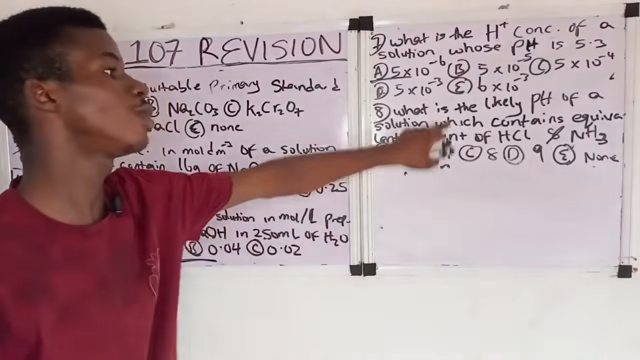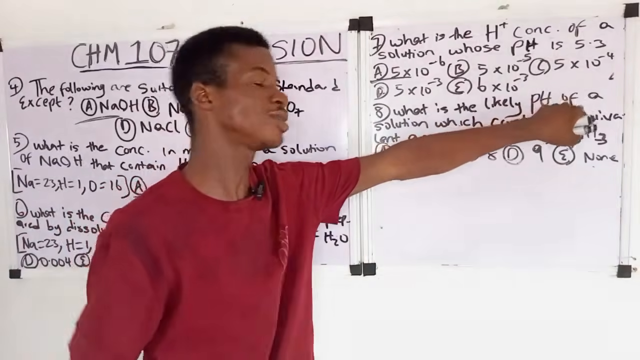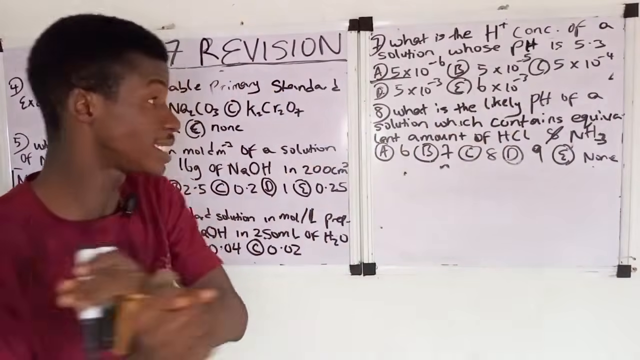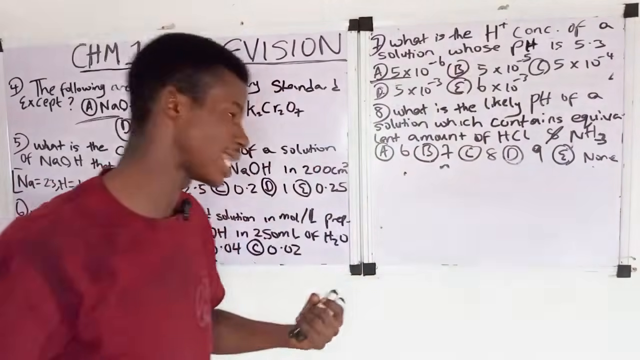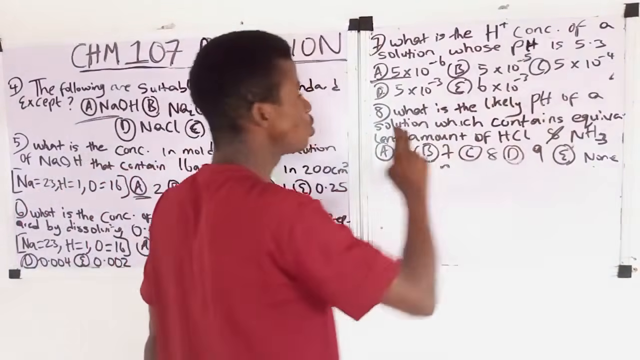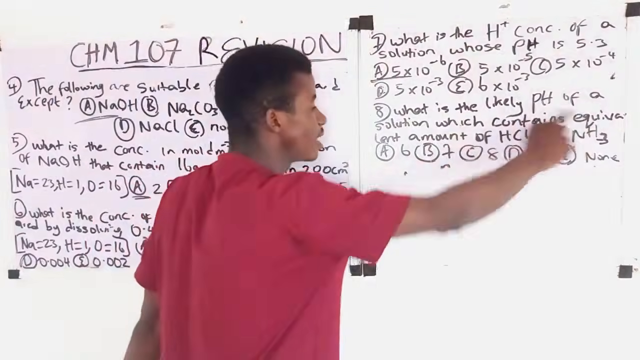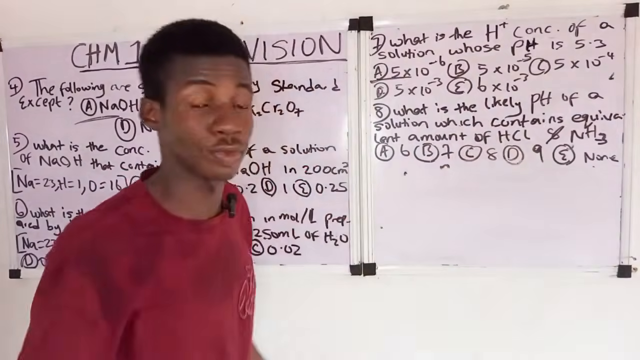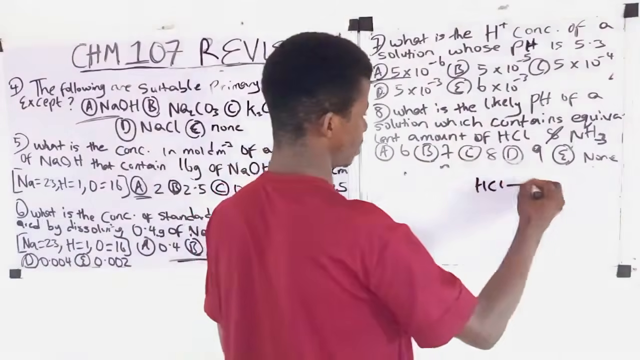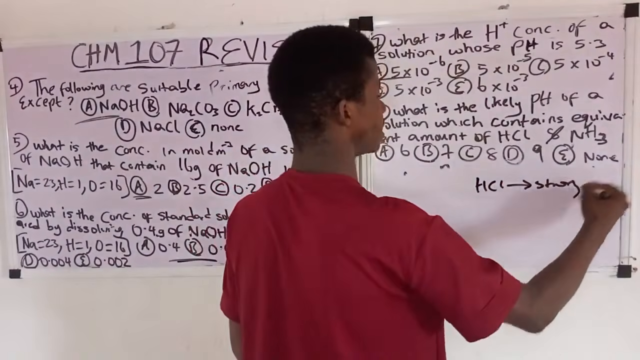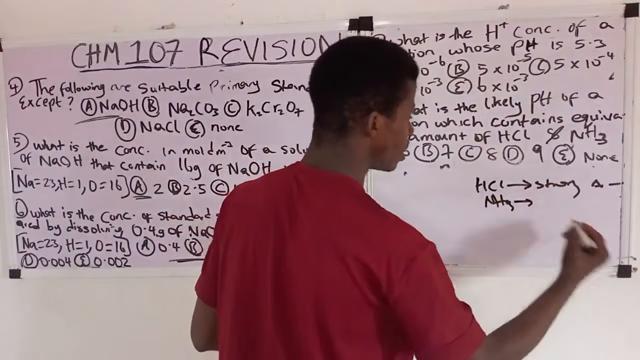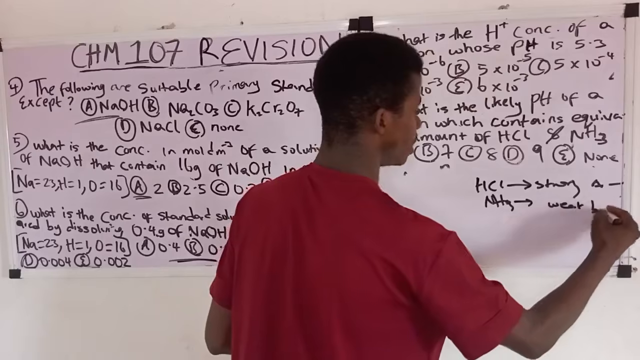Question 8. What is the likely pH? This tells you that most of your questions usually come from molar concentration, molarity, then acids and bases, like a lot. So what is the likely pH of a solution which contains equivalent amounts of hydrochloric acid and ammonia? Now, hydrochloric acid is a strong acid. Ammonia is a weak base.